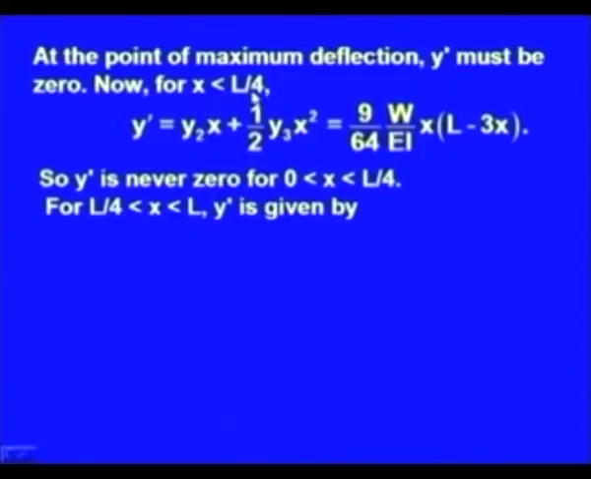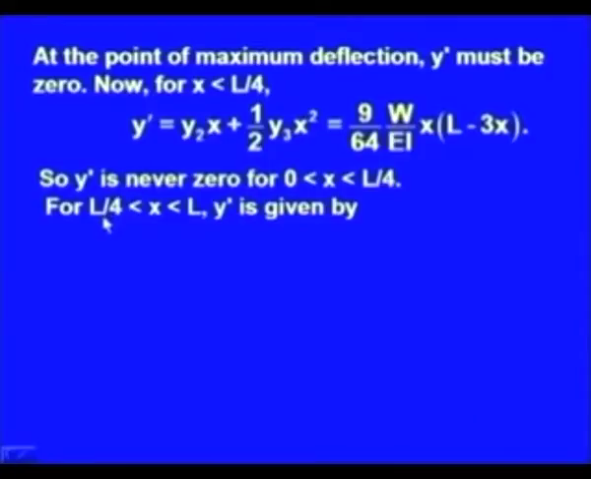So, for x less than L by 4, we will differentiate that equation and get y dash as y2 x plus 1 by 2 into y3 into x square, where after putting the values of y2 and y3, we get y dash as 9/64 into W/EI into x into L minus 3x. And from here we can see that when x is less than L by 4, L minus 3x will never be equal to 0. So, y dash is never 0 for x less than L by 4, and therefore, maximum deflection cannot occur in this interval.